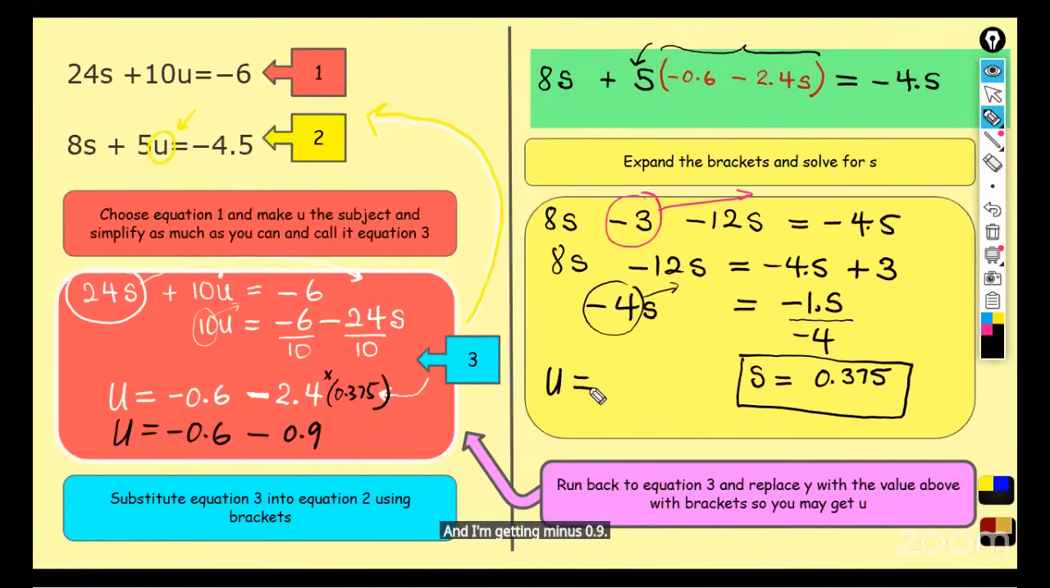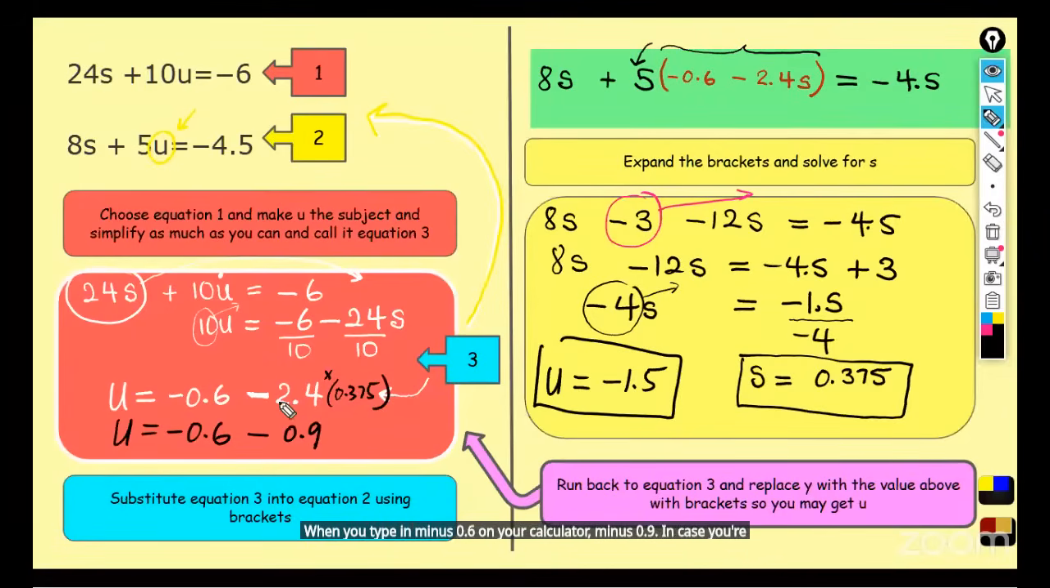So how much is minus 0.6 minus 0.9? Anybody getting minus 1.5 for the letter U? When you type in minus 0.6 on your calculator, minus 0.9. In case you're wondering how I got the 0.9, 2.4 multiplied by 0.375. That will give you the 0.9.